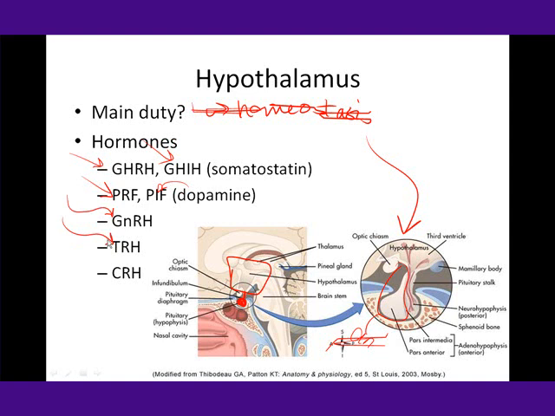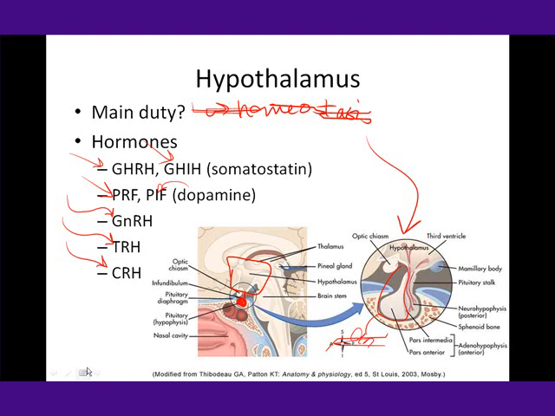Thyrotropin releasing hormone stimulates release of something called TSH, which then stimulates the release of thyroid hormone, and thyroid hormone is important for many metabolic activities in the body. And corticotropin releasing hormone stimulates the release of ACTH, which then in turn stimulates the adrenal cortex to release a number of different hormones such as glucocorticoids, corticosteroids, etc., that help regulate things like sugar levels in the blood and are important in the stress response. So don't forget that the hypothalamus actually commands what the anterior pituitary does.